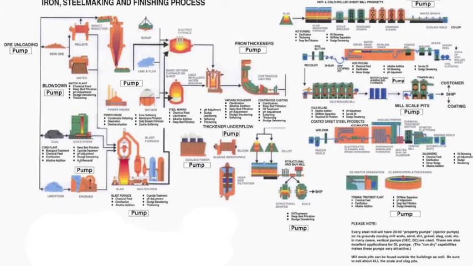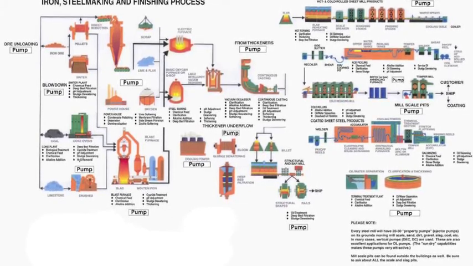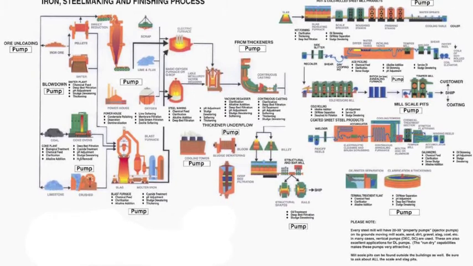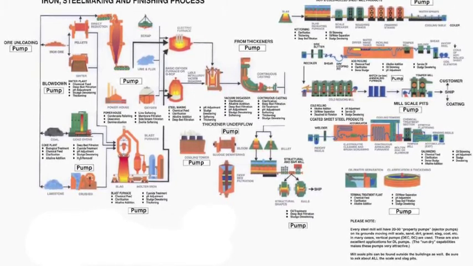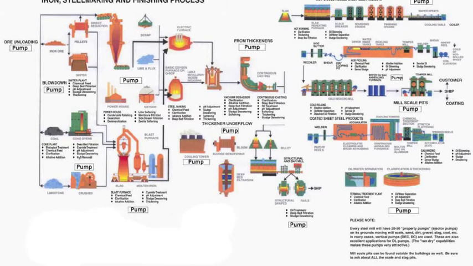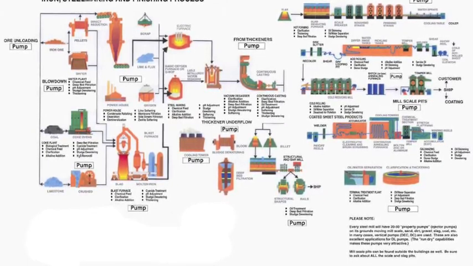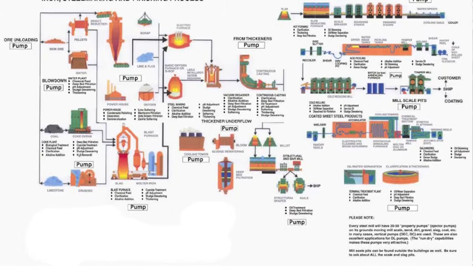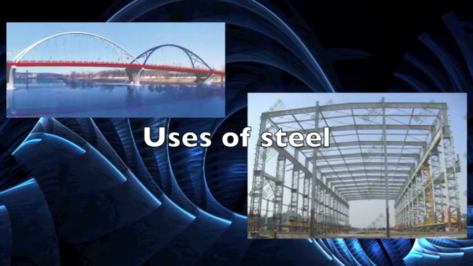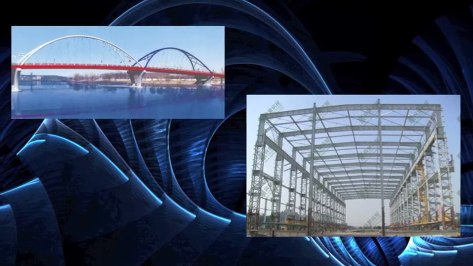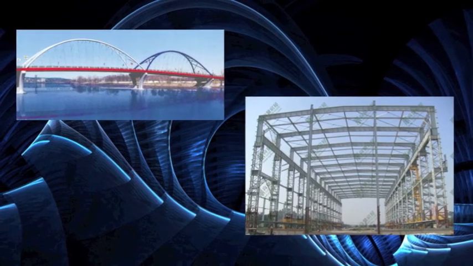After that, they add some percentage of oxygen to reduce the percentage of carbon in the melting iron to reach 0.5 to 1.5 percent of carbon in the iron. After that, it can be shaped in any way you want to use it, maybe in bridge cables or structure building.